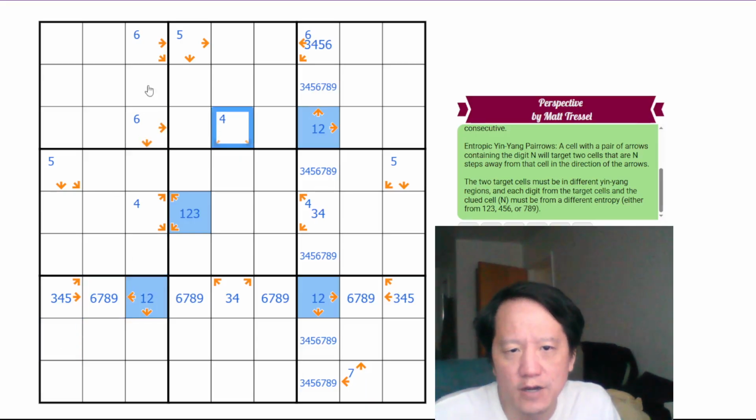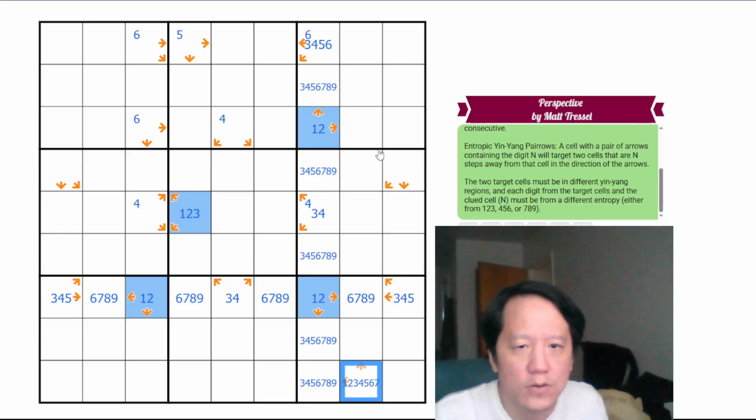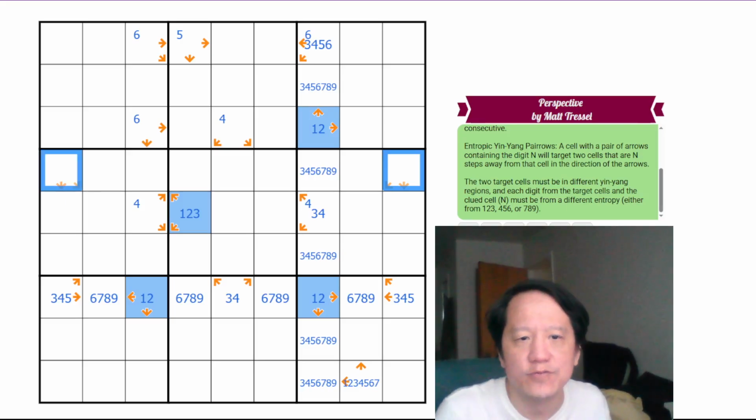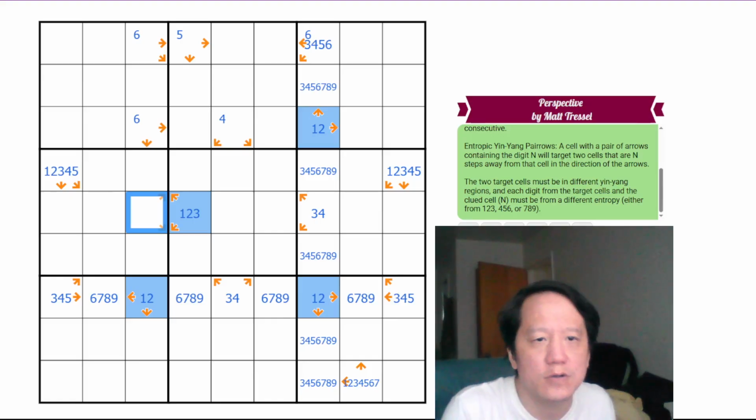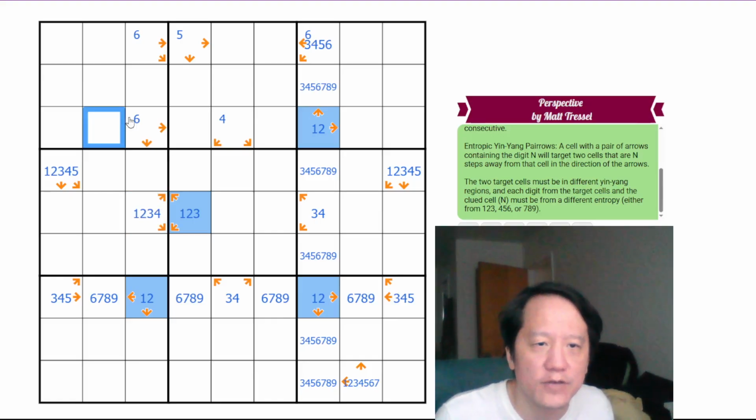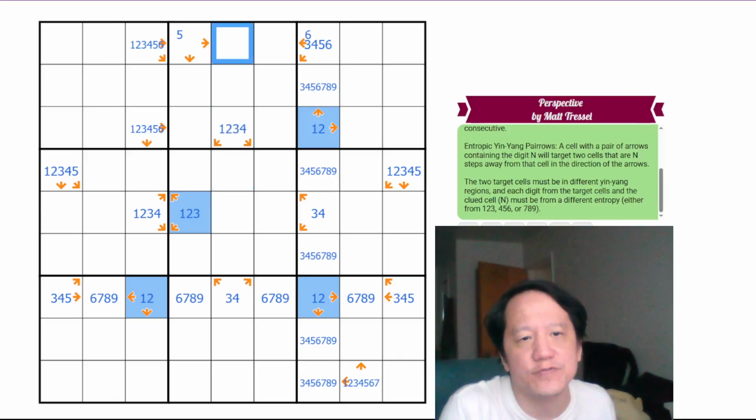Okay, so we have all of these. Let's just put in the digits that are possible for these. So this is 1 through 7. We have 1 through 5 in both of these. This is already 3 or 4. This has to be 1 through 4. And these have to be 1 through 6 here. This is 1 through 4 here, and this is 1 through 5 here.